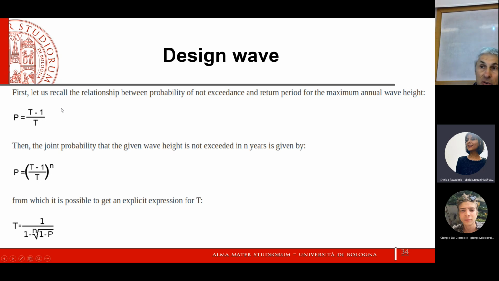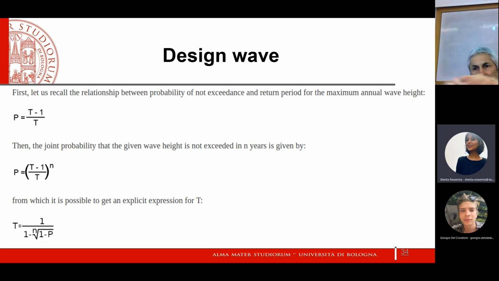Okay, so first of all, let us recall the relationship between probability of not exceedance and return period. So this is cumulative probability, probability of not exceedance. So let's refer to wave height. I'm sorry, here there is no highlight that the probability is a function of something like wave height. I should have written P(x), where x is wave height. This is equivalent to (T minus 1) divided by T. For instance, if you have a return period of 100 years, the probability of not exceedance is 99%.